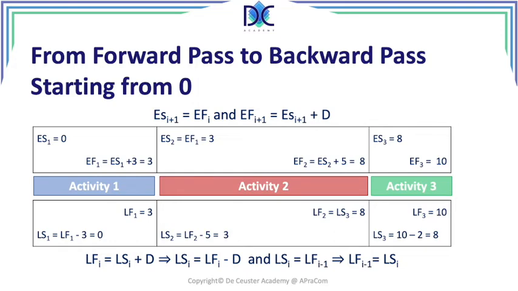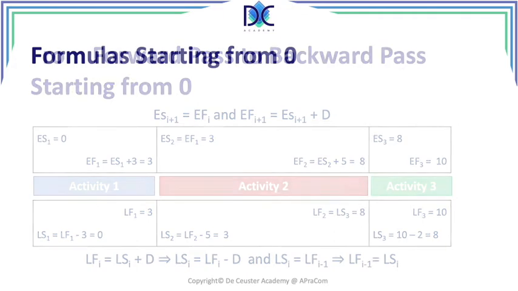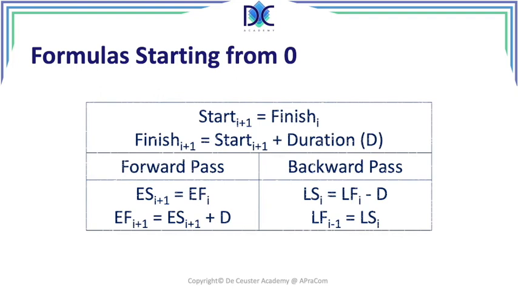So let's now have a look at the formulas that we can derive from this. We know that the start of the successor is equal to the finish of the predecessor. We have the finish time of the activity is start plus duration. And in the forward pass, we have the formulas that the early start of the successor is equal to the early finish of the predecessor, and the early finish of the activity is equal to the early start of the activity plus the duration.